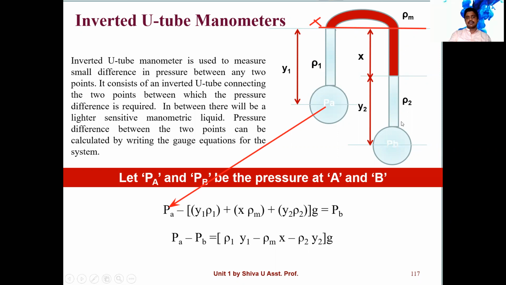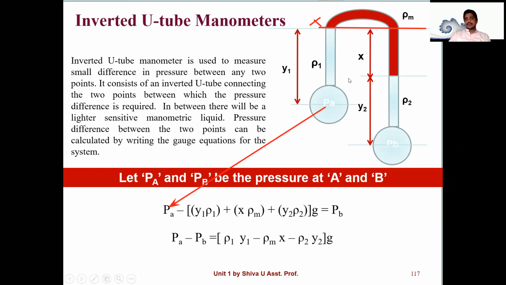Then again, the fluid level above this we will call rho GH, applying the same formula. As the manometric fluid is above this point, it is considered positive. On the other side it is negative, but we have brought it to the left hand side of the equation, so it has become positive. So that is PA minus y1 rho 1 plus x into rho m. The formula we follow is P is equal to rho GH, and here G is taken out common.